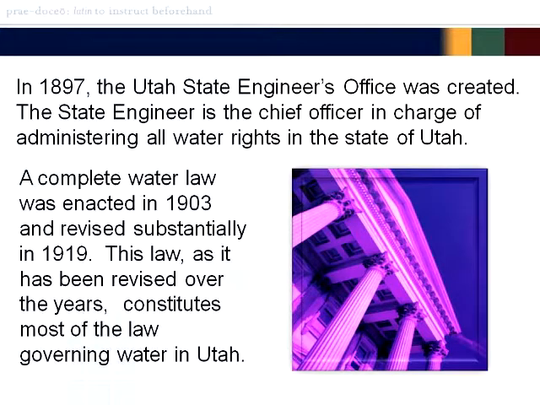In 1897, the Utah State Engineer's Office was created. The state engineer is the chief officer in charge of administering all water rights in the state of Utah. A complete water law was enacted in 1903 and revised in 1919. This law, as it has been revised over the years, constitutes most of the law governing water in Utah.